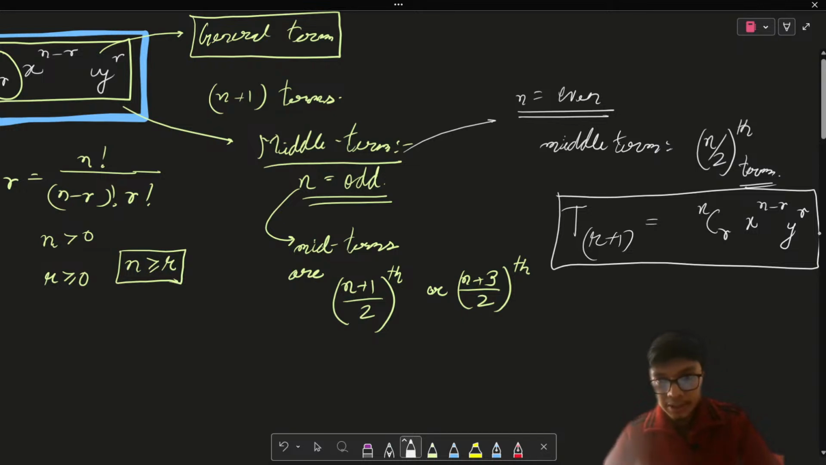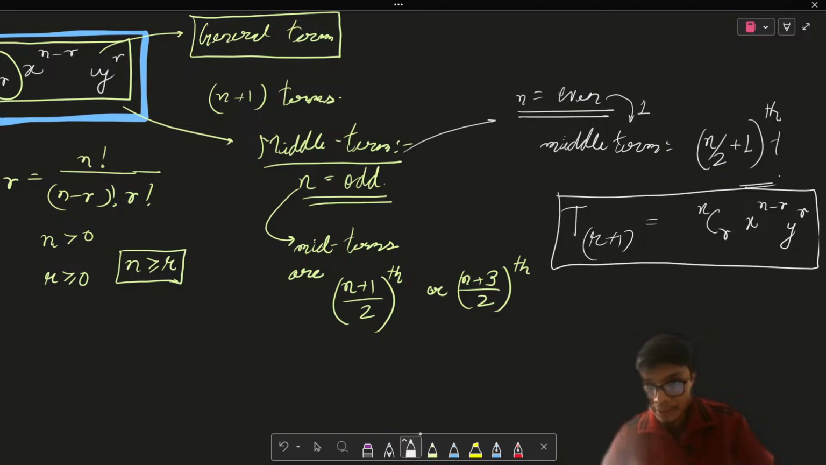Okay. So in this case, when your n is even, you will have only one middle term, and that middle term is the (n/2 + 1)th term. So this is the value of r. Actually, you have to write the value of the term as the (n/2 + 1)th term. I hope this is clear to all of you, right?